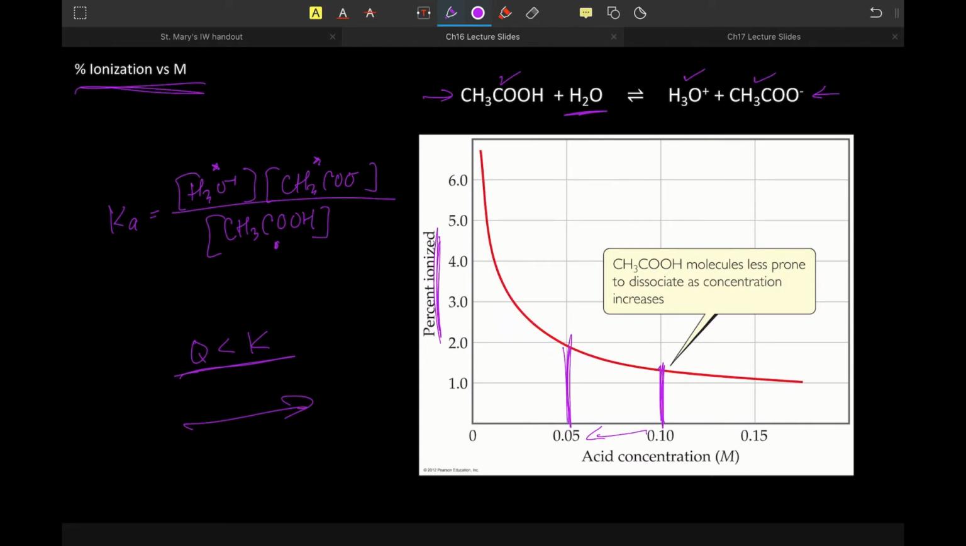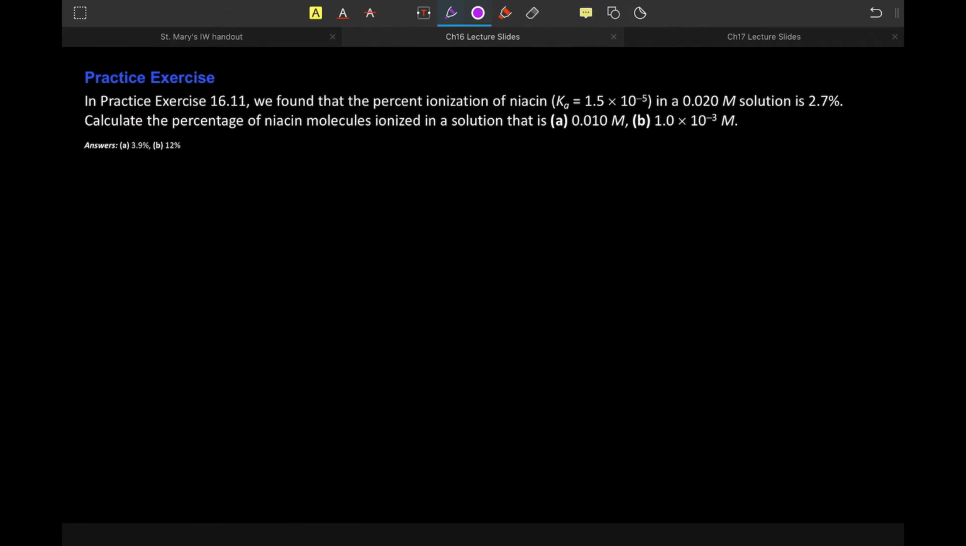And if the reaction is going to shift forward, we're going to produce more H3O+ and acetate ion, which means we're going to end up with a higher percent ionization than where we were originally. Yes, does that make sense? All right, and note that this is very important because we come back to this, except now we give it a formal name in chapter 17, the common ion effect, basically is what we're talking about.